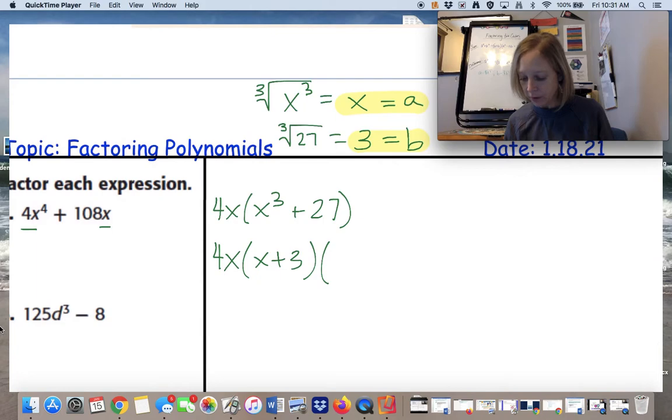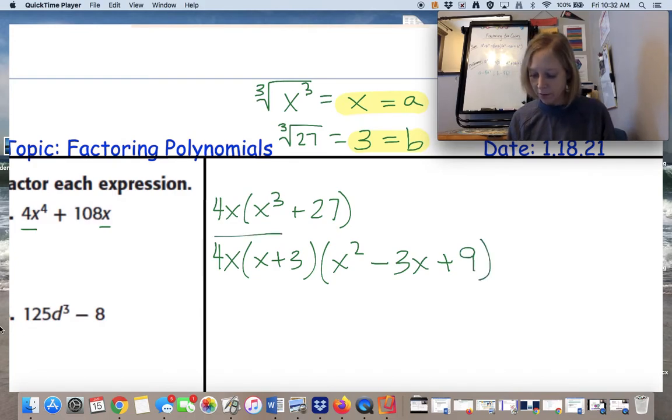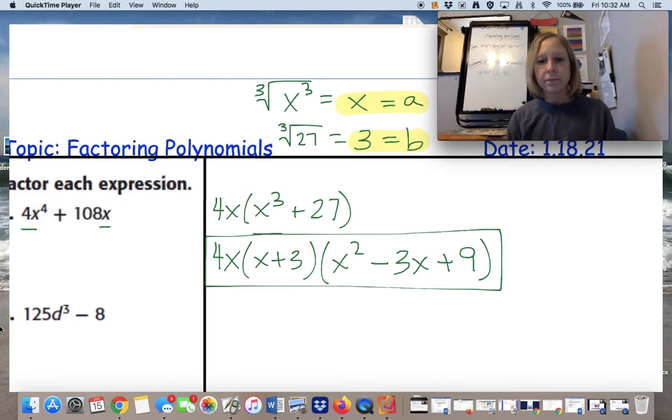A squared is x squared, minus a times b, which is 3x, plus b squared would be 9. And there we go. Now it's in its factored form. It's always good to double check to see if you can factor the trinomial at the end. You would ask yourself what multiplies to 9 and adds to -3, but in this case, there's nothing.